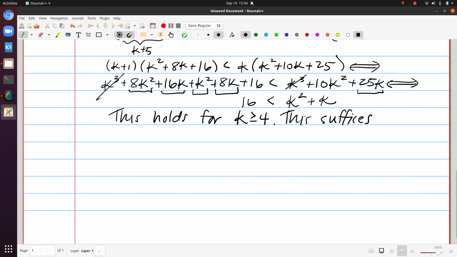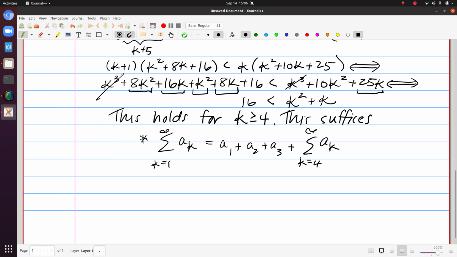Now the reason for this goes back to something we've talked about before. Remember that if I talk about the sum from k equals 1 to infinity of some term, I can always view that as the first 3 terms plus the sum from 4 to infinity of that same term. So in this example, we're basically able to show that the sum from 4 to infinity converges because both of these properties are satisfied.